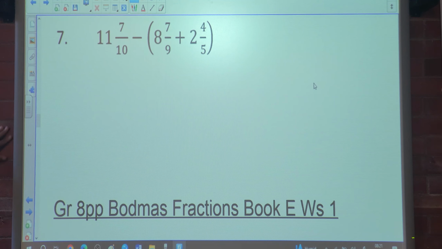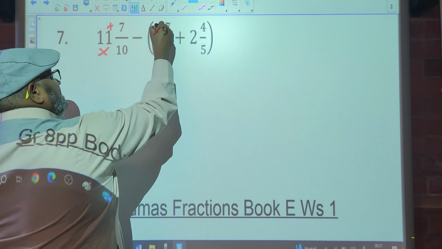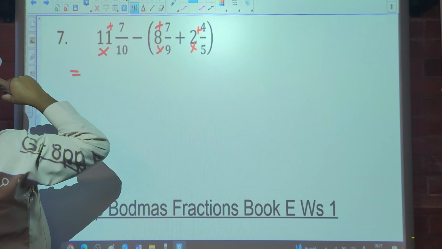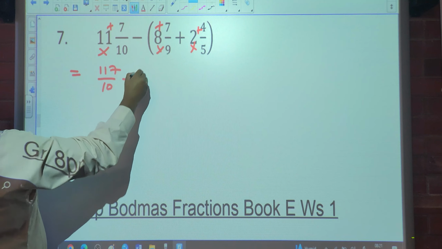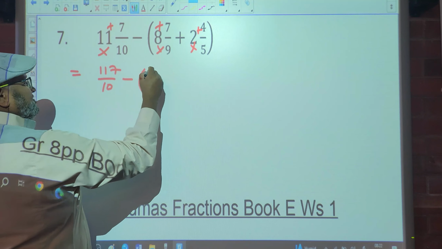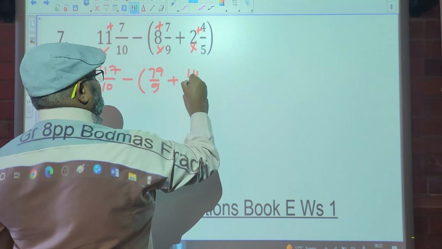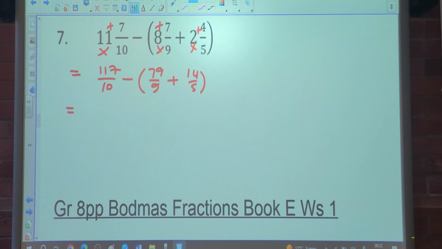Right, so what needs to be done first in number 7? Change the improper fractions. So 11 multiplied by 10 is 110 plus 7 is 117 over 10, minus 72 plus 7 is 79 over 9, plus 14 over 5. Will you agree with that? What needs to be done now? The brackets.